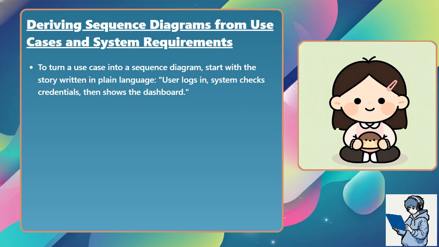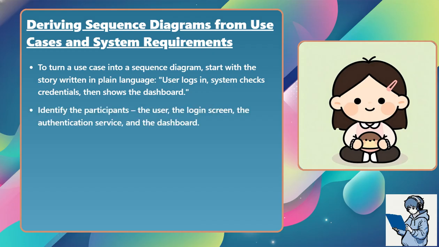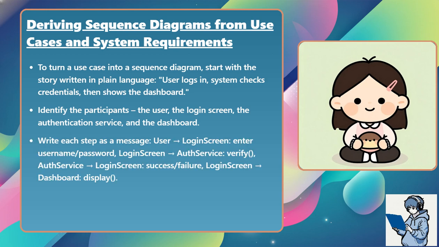To turn a use case into a sequence diagram, start with the story written in plain language. User logs in, system checks credentials, then shows the dashboard. Identify the participants: the user, the login screen, the authentication service, and the dashboard. Write each step as a message. User to login screen: enter username/password. Login screen to authentication service: verify. Authentication service to login screen: success/failure. Login screen to dashboard: display.